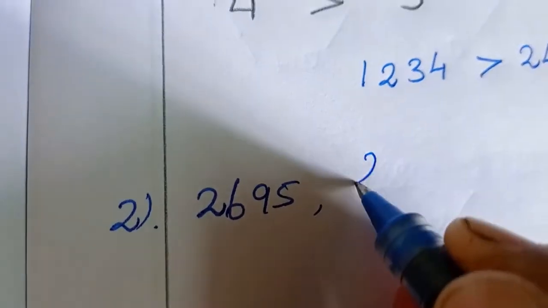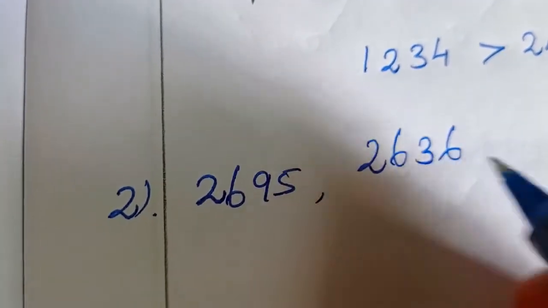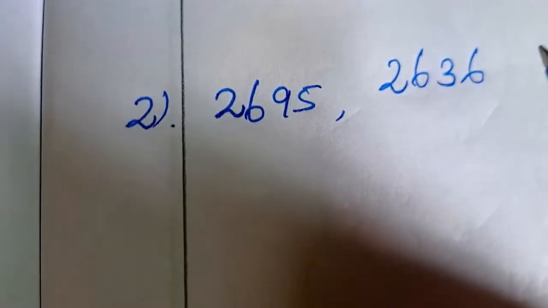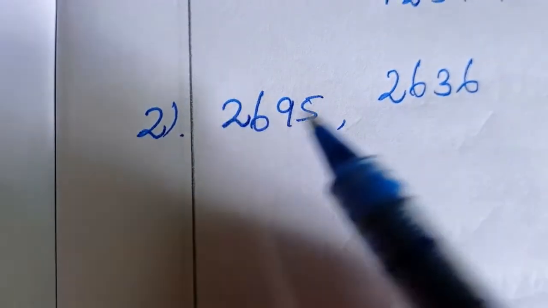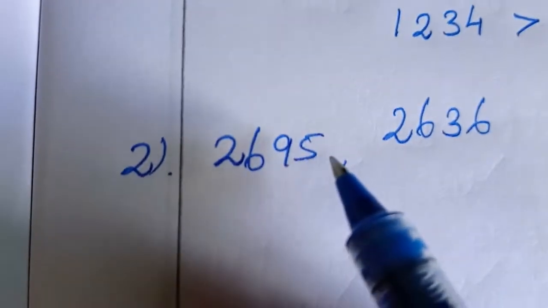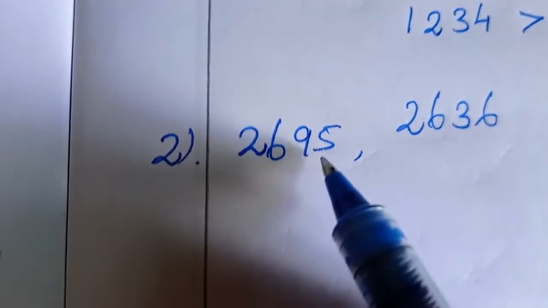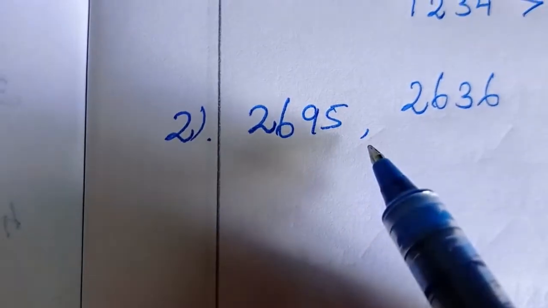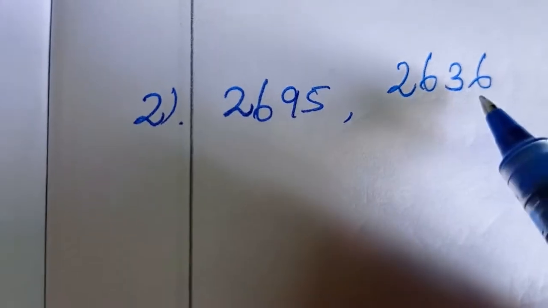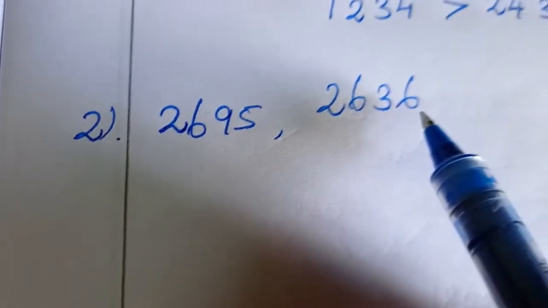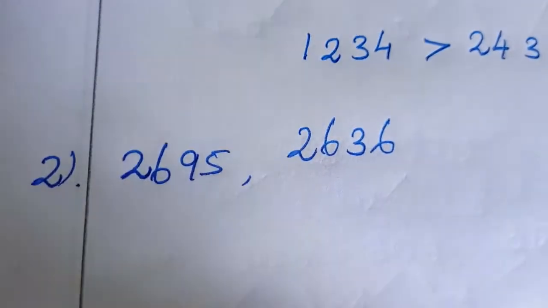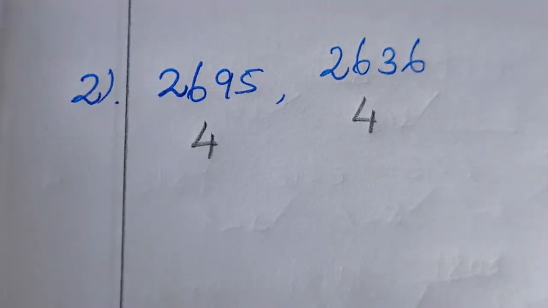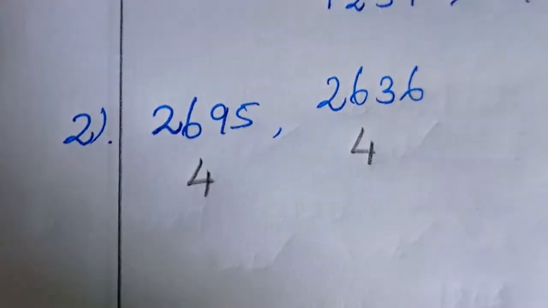Now let's look at one more example, that is 2695 and 2636. So children, what does rule 1 say? Yeah, count the number of digits in both numbers. The first number: 1, 2, 3, 4. This number has 4 digits. Count the digits in the second number: 1, 2, 3, 4. So both numbers have the same number of digits, isn't it? So now let's go to the next rule.